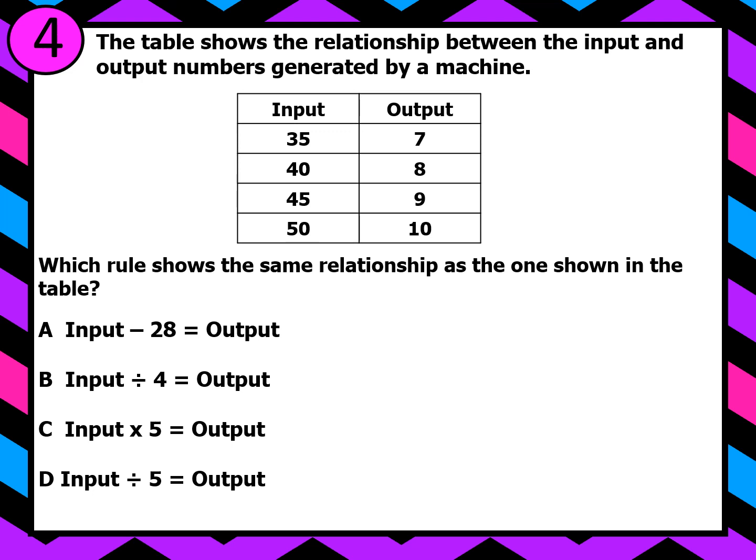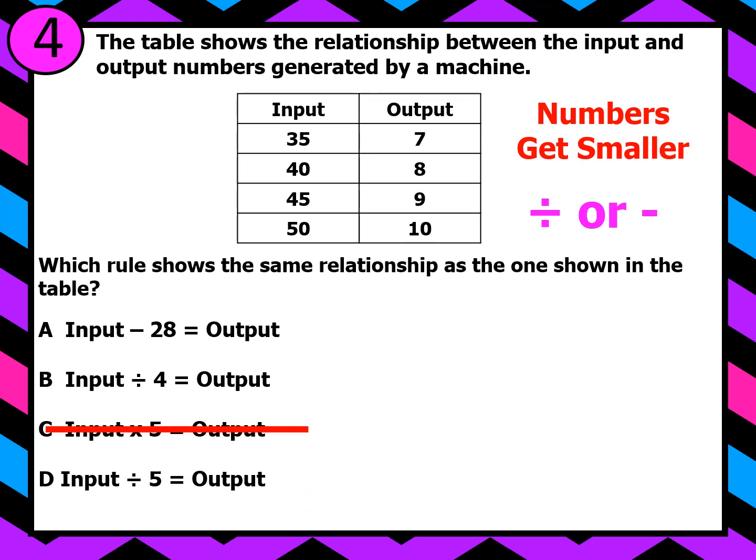I am first going to analyze the numbers on the table. When doing this, I notice that my numbers are decreasing or my numbers are getting smaller. This lets me know that my rule either has to be a division or a subtraction rule. So I know the answer choice here cannot be C because that is a multiplication rule.